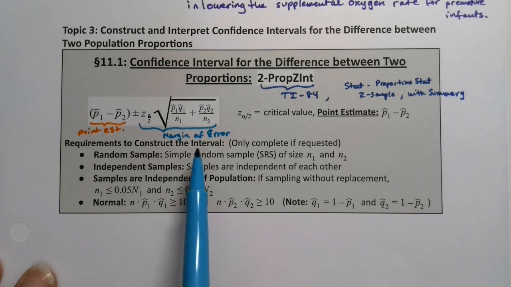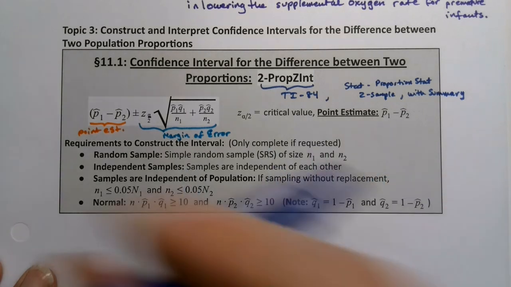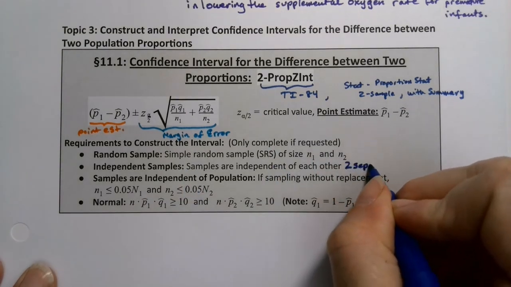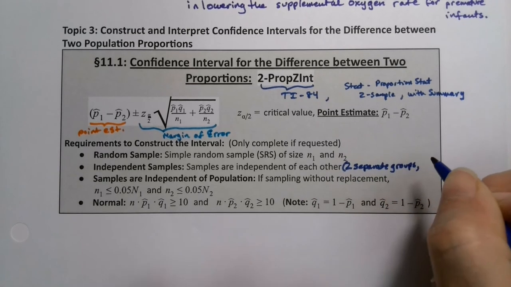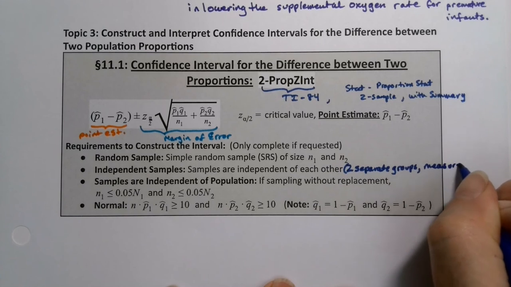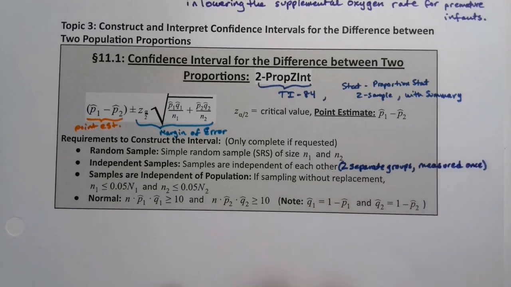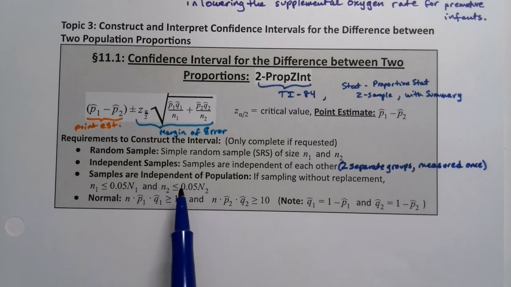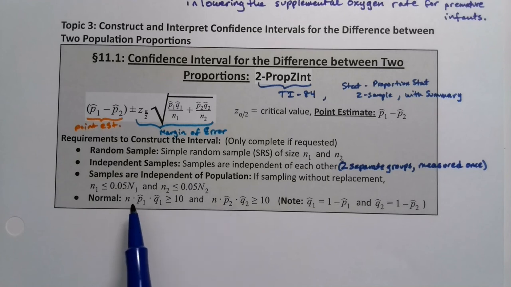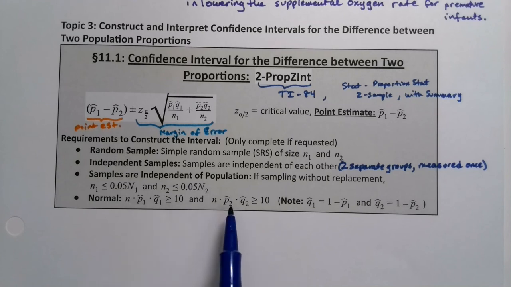Now, if you look at the requirements listing here, the requirements to construct this interval are the same that we had for conducting a test. You need to have a random sample. They need to be independent, which is 2 groups measured once, 2 separate groups. What we learned on the first page of this section. And then the samples need to be independent of the population, which is what we did in chapter 9 and 10, of course, but you just need to do it twice, once for each group. And then normal, you need to have n times p times q be greater than 10, but again, for each group, you need to do it twice, once for group 1 and once for group 2.